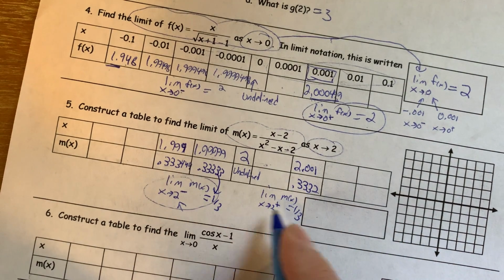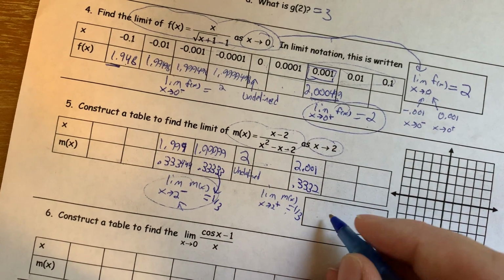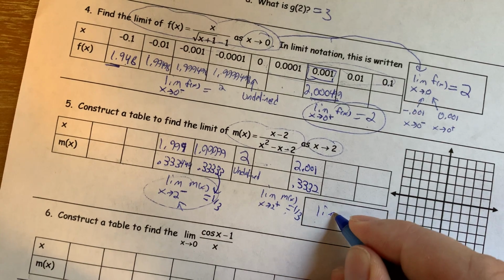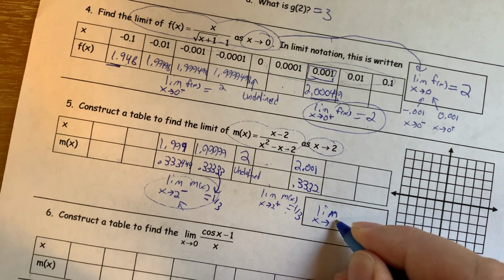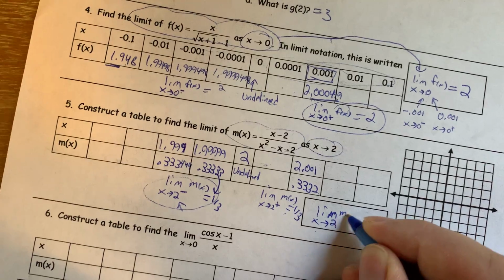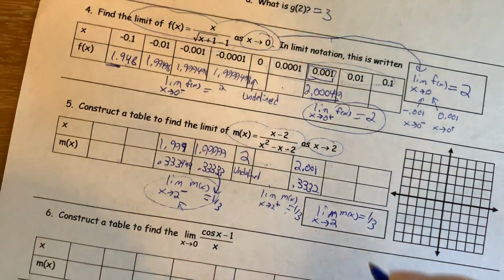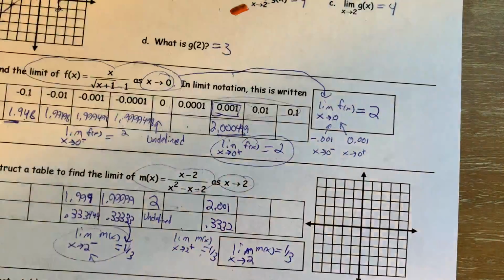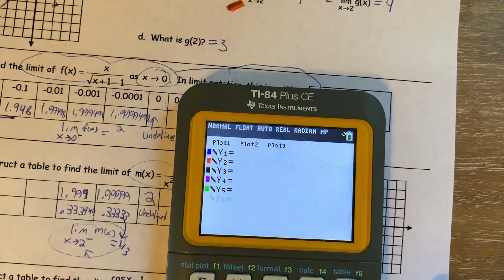And since the limit from the left and the limit from the right are both 1/3, the overall limit, so we write the limit as x goes to 2 of m of x is equal to 1/3. So hopefully you're able to write that. Let's take a look at what this graph looks like.